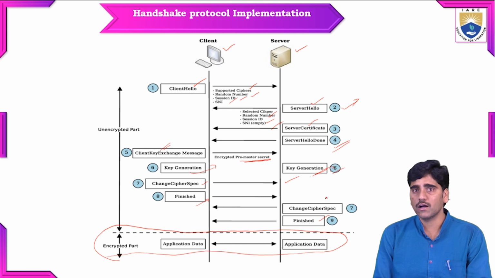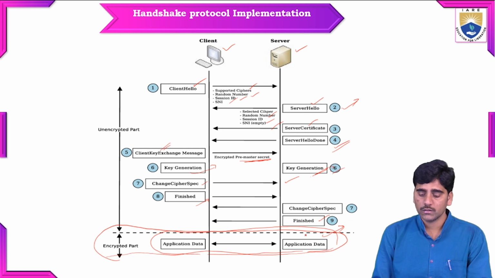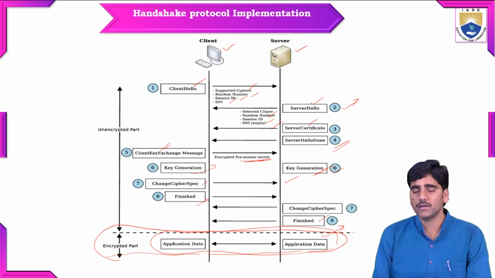So after exchanging their keys from the client side to the server side, the data which is transferred between both the client and the server is automatically converted into encrypted data. So now the data is encrypted, and it is privacy maintained and authenticated data. So these are all the phases that are covered in the handshake protocol messages.